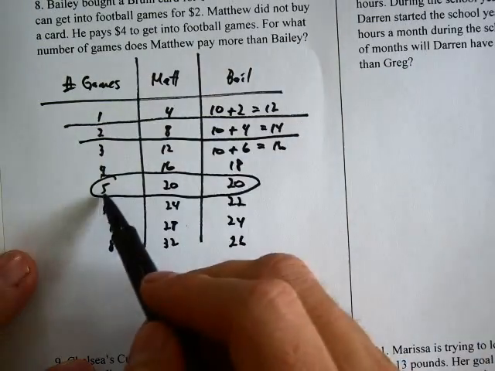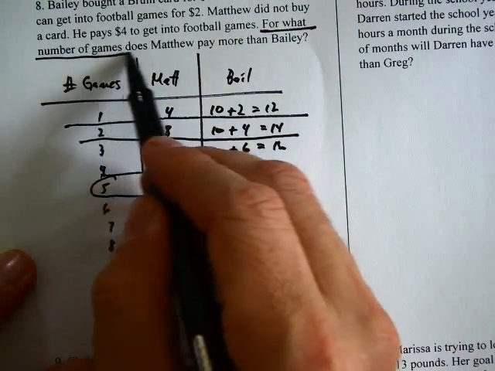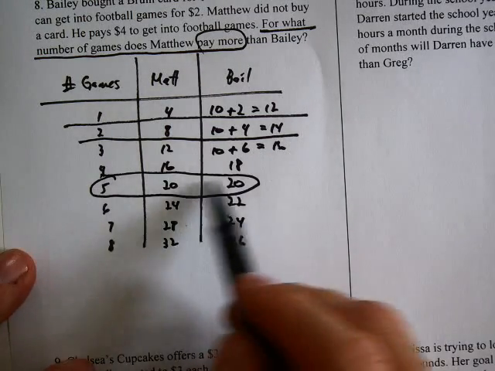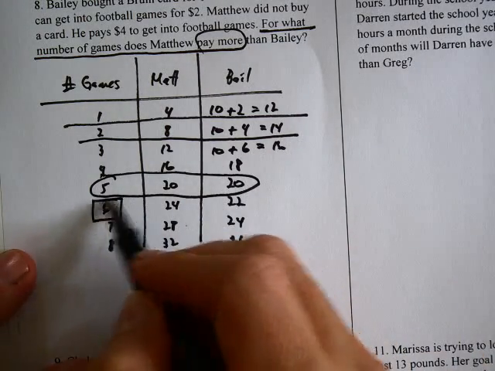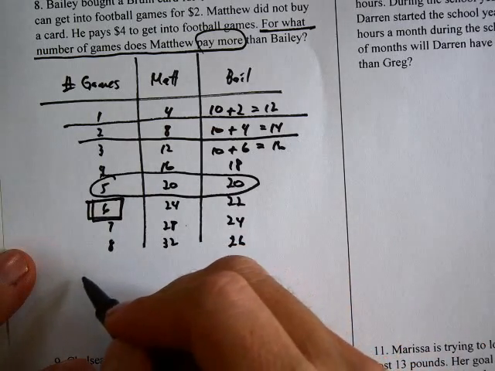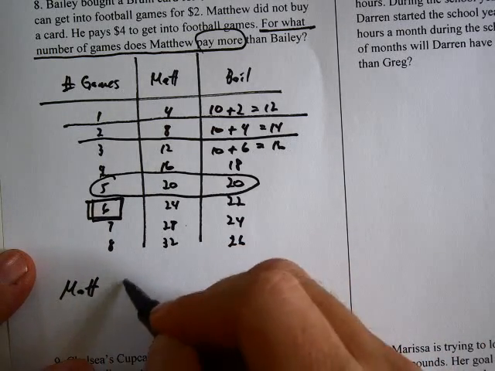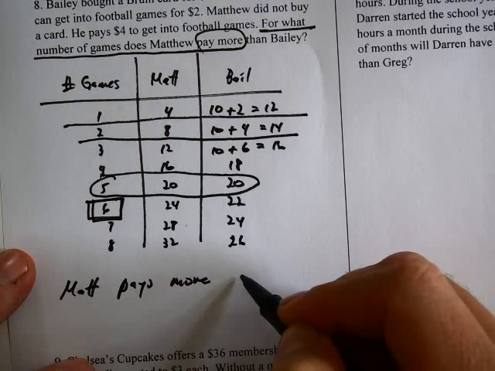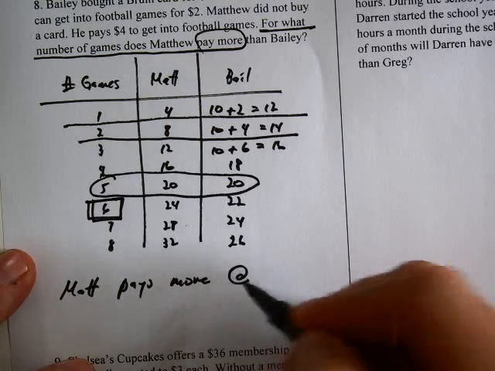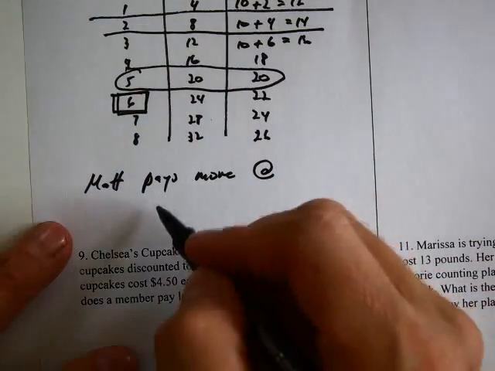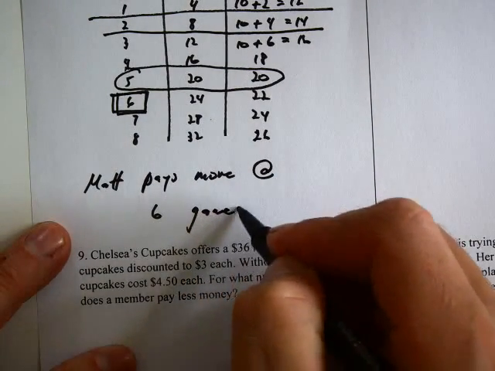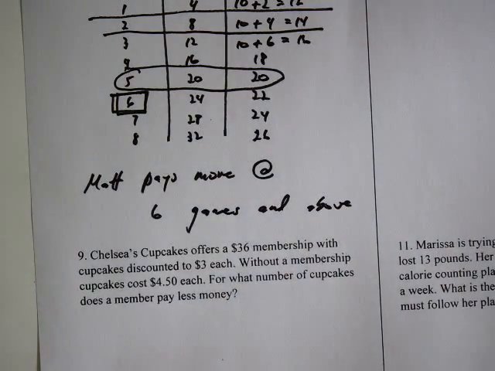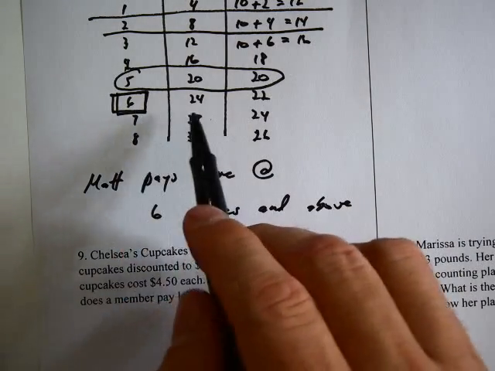But the question is, for what number of games does Matthew pay more? Is that at 5 games? No, because they're the same. And therefore the answer is 1 game further down. Matt pays more. I guess we could say at, that's okay, 6 games and above. Okay. Obviously after 6 it just gets worse for Matthew.